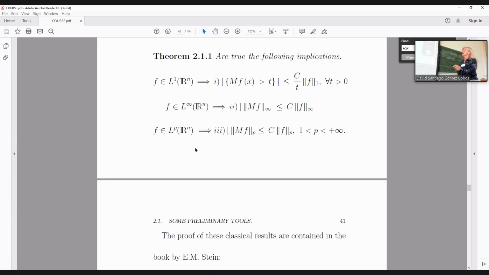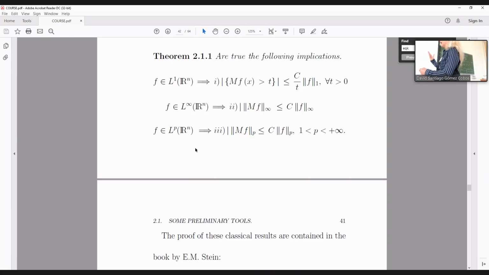And if f is not in L1, is not in L infinity, but is in Lp for every p between 1 and infinity, we have that mf is less or equal f in the Lp norm. So these three relations are the first step to understand the relation between a function and a maximal function.